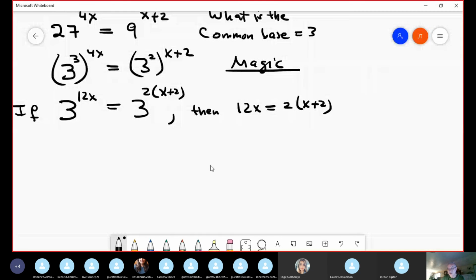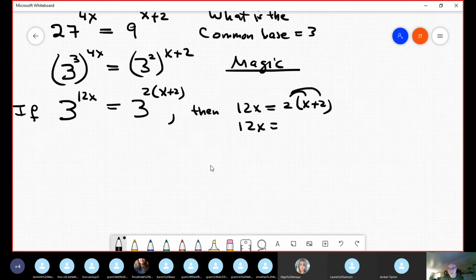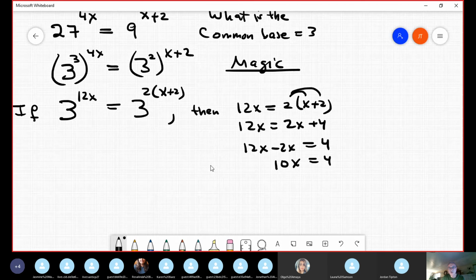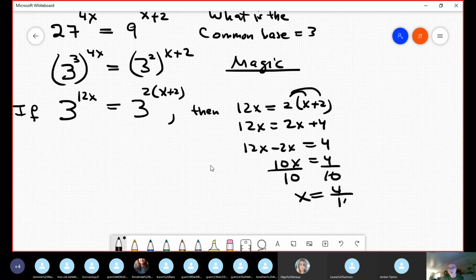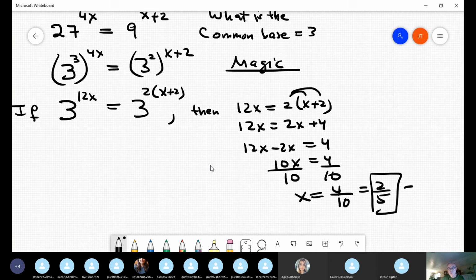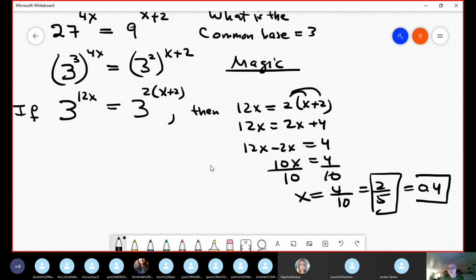Okay, now the rest is a piece of cake for us. 12x is equal, applying the distributive property, to 2x plus 4. 12x minus 2x equals 4. This is 10x equals 4. Divide by 10 both sides. x equals 4 over 10, which is 2/5 as a fraction, and as a decimal it is 0.4. Either way. Any questions?